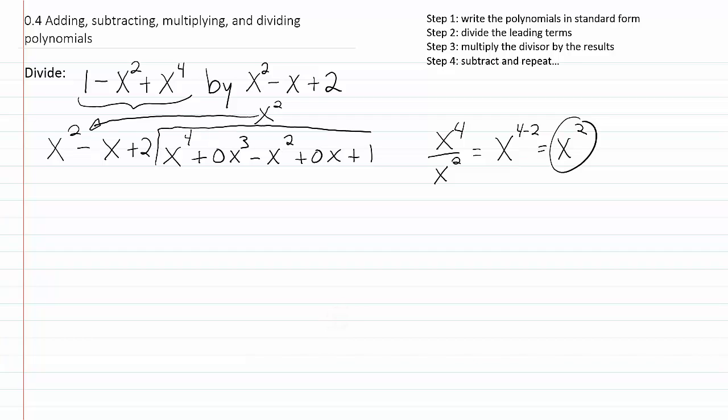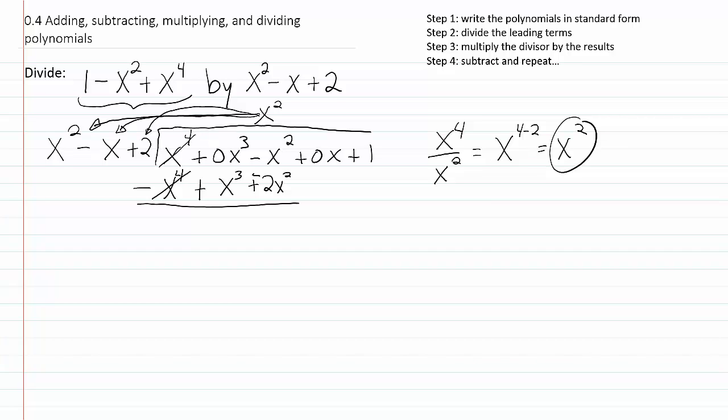So x squared times x squared, of course, gives you x to the fourth. Then x squared times a negative x is going to give you a negative x to the third. So you can see why the dummy variable is useful. It kind of gives us a placeholder there. And then we have x squared times a plus 2, which is going to give you plus 2x squared. Okay, so draw my line, change my signs, and this will allow us to do the subtraction that's necessary in this step, right? So we'll have x to the fourth minus x to the fourth.